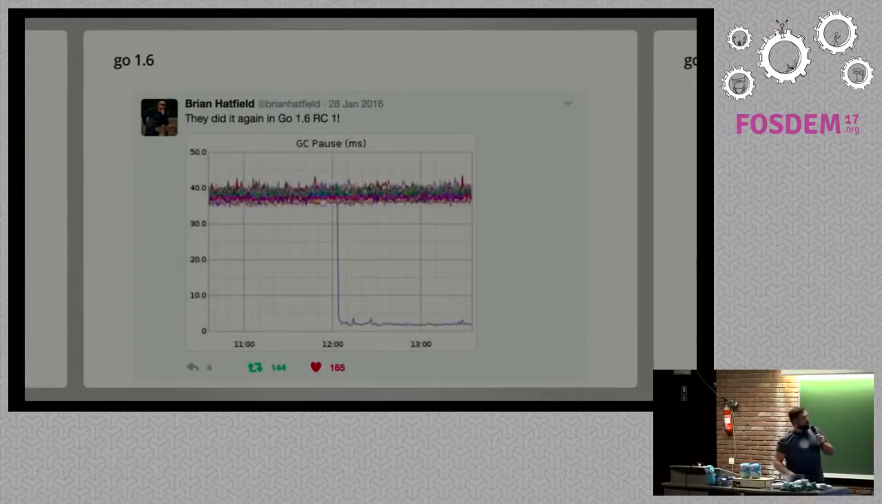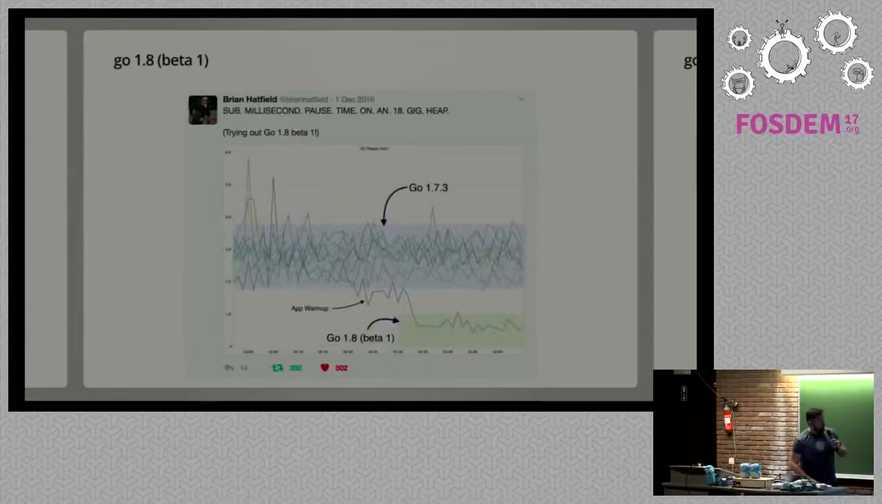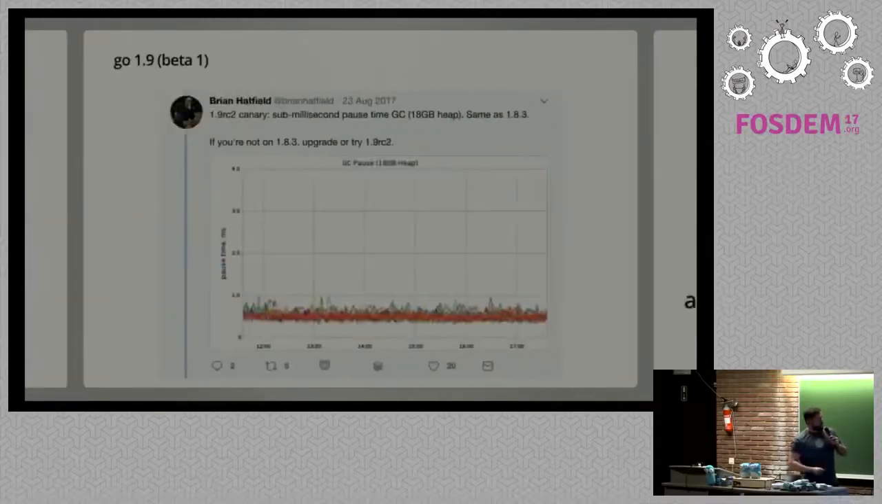Then from Go 1.5 to Go 1.6, we went from 40 milliseconds to 4 milliseconds, which is pretty amazing. From Go 1.6 to 1.7, we went from around 3 to around 1 millisecond. Then to definitely under 1 millisecond all the time with Go 1.8. With Go 1.9, it stayed pretty much the same.